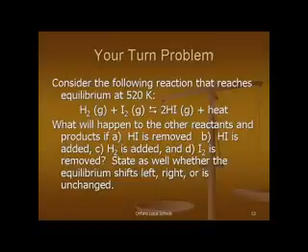What will happen to the other reactants and products if A, hydrogen iodide is removed, B, hydrogen iodide is added, C, hydrogen is added, and D, iodine is removed? State as well whether the equilibrium shifts left, right, or is unchanged. So if you go ahead and pause the podcast and do that, we'll come back and see how you did.